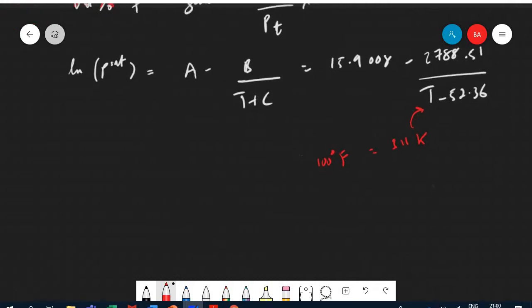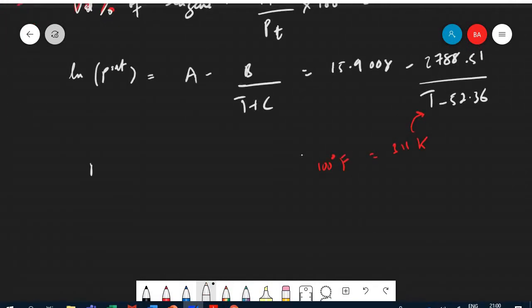If you substitute that, the P saturated is going to be equal to 5.119. Okay, sorry, it's going to be 3.2 psi. It's going to be 3.2 psi.